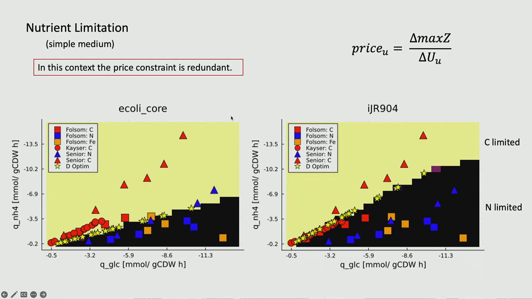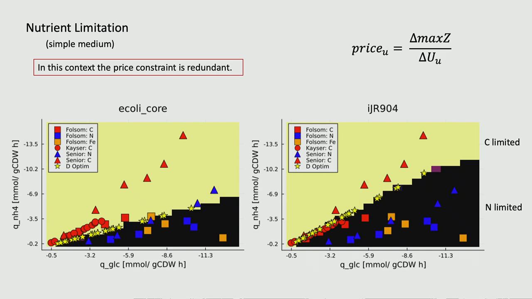I'm using two networks. One is a simplified version of the main metabolic path of E. coli, and this is a genome-scale model, although an old one. We see that we are looking only at the background right now. Forget the points. We see that the lines have different slopes and so on, and that's because of the stoichiometry and also the biomass composition, okay?